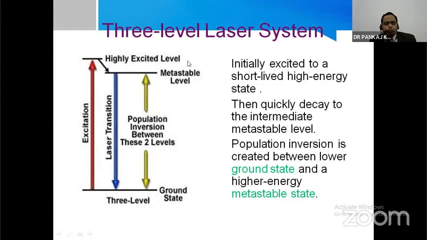It is a very important question: what is to be understood by the metastable state? The metastable state, which exists between the ground level and the excited level and has a long lifetime for the de-excitation process, is known as the metastable state.